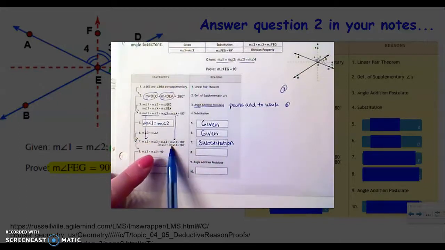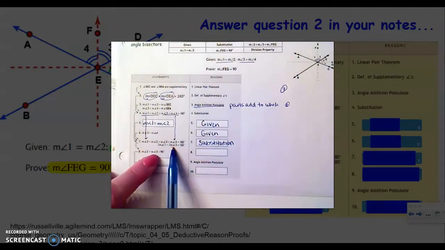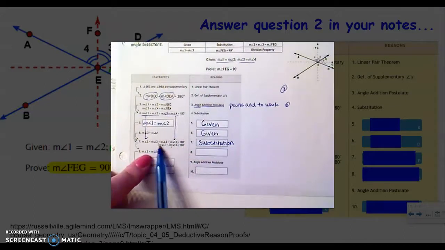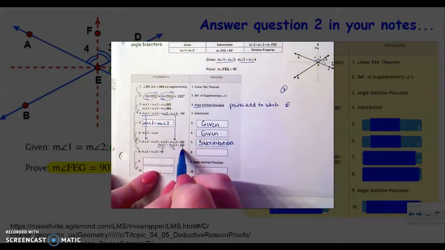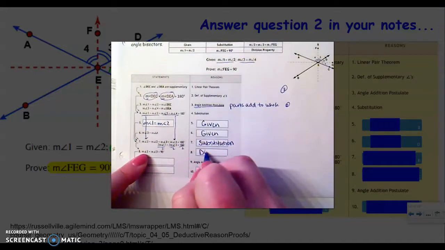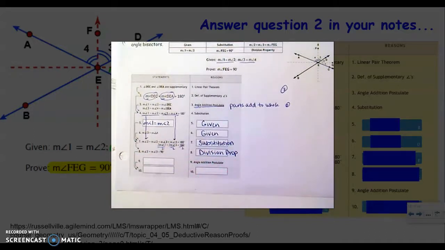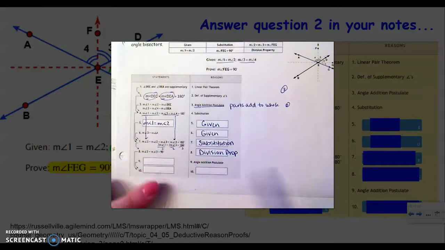So notice from here to here, we are saying that 1 measure of angle 2 plus 1 measure of angle 3 equals 90 degrees. So what did we do to get rid of those 2's and to make that 180 become 90? Well, all we did was we divided everything by 2. So the reason we got to this statement is using the division property of equality. Remember, if you divide by the same thing on both sides of an equation, you're keeping it equal. All right, so then we say the angle addition postulate as our reason here.